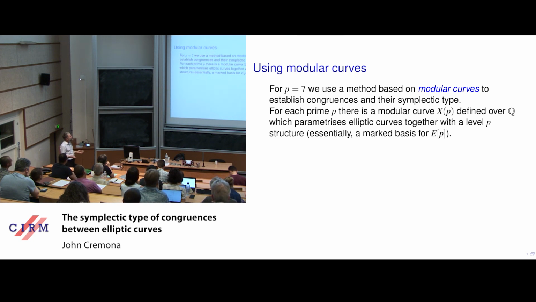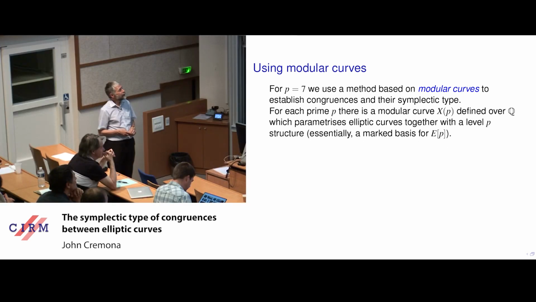So if you fix a prime p, then we have a modular curve X(p). The first speaker this morning also mentioned modular curves, so I know that's allowed. So X(p) is a modular curve which, roughly speaking, parameterizes curves with a level p structure. So it really parameterizes triples consisting of an elliptic curve and a basis for the p-torsion. There are subtleties in there which I won't go into.